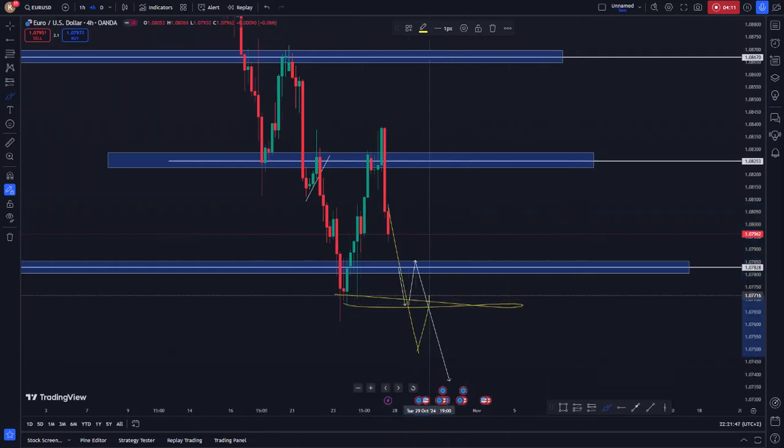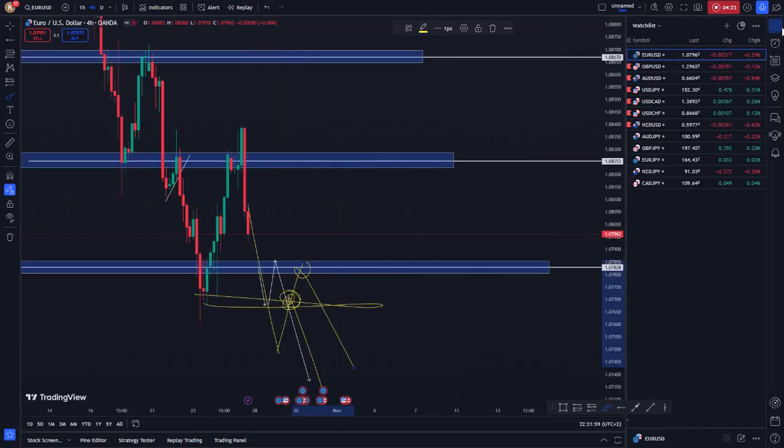So if price can come back to that area, reject off of it, I will be looking for continuations to the downside. And this one is going to be my second one for those selling opportunities. Okay. So EUR/USD, I'm bearish because the market is already bearish.